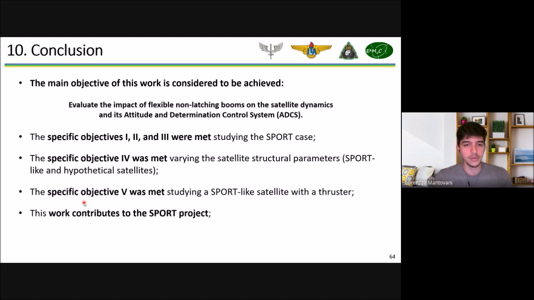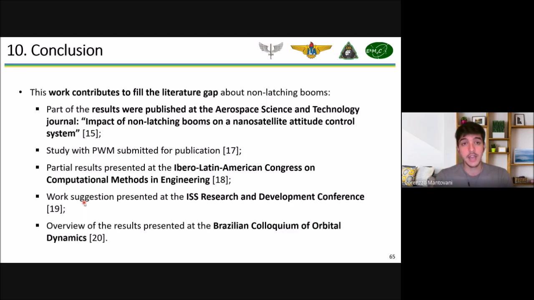Also, our results contribute to the SPORT project, and they contribute to filling the literature gap we found about non-latching booms. So we published part of the results in the Aerospace Science and Technology journal. We also submitted for publication the study with the PWM and thrusters. We presented part of these results at the SICEL Congress in 2020, and some work suggestions at the International Space Station Research and Development Conference in 2021. Also, we presented an overview of all these results at the Brazilian Colloquium of Orbital Dynamics, also in 2021.